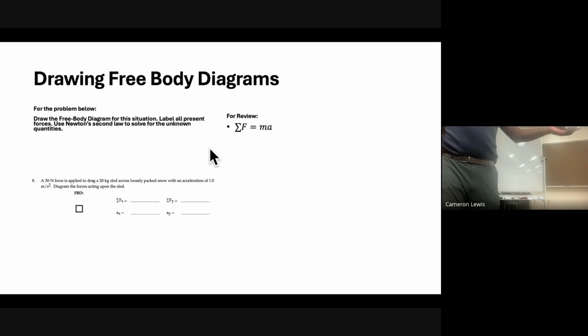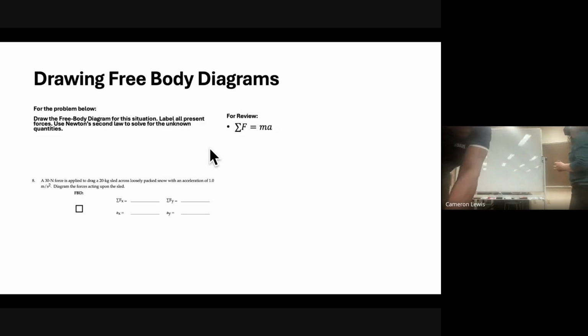What was the prompt again? We have a 30 newton force that's applied to drag a 20 kilogram sled over some snow. So we got 30 newtons applied, dragging a 20 kilogram sled, and it creates an acceleration of 1.0 meters per second squared.